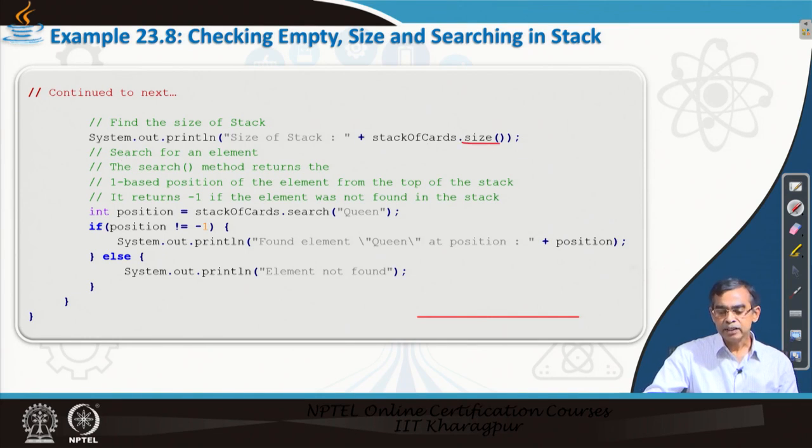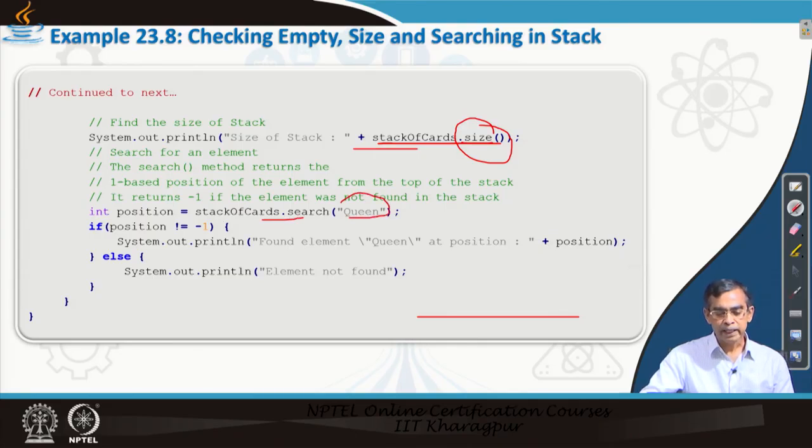Size is also there. That means the size is basically how many elements are present at the moment in the stack. So, the size method can be called on a stack object to get the size. Now, here is the search method, that means if you pass an object, you can search for it.